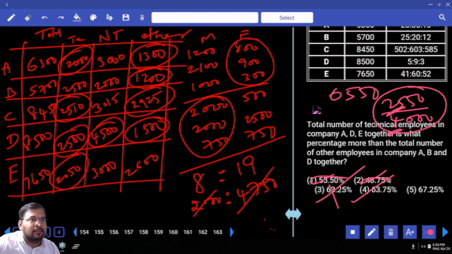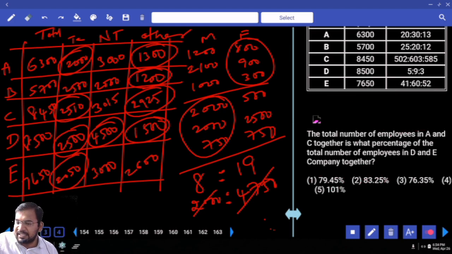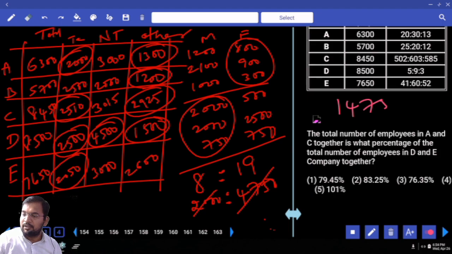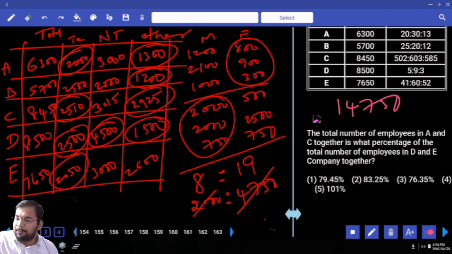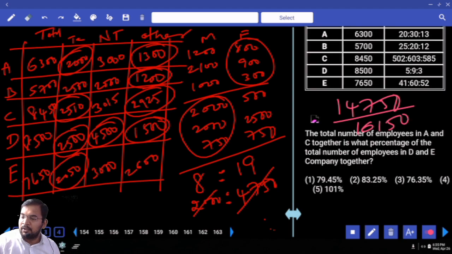Are you ready? Next question. Total number of employees in A and C together. That is 11,000 plus A, C, so 14,750. 14,750 is what percentage of the total number of employees in D and E together? D and E, 15,000, sorry, 16,150. Now look here, all of you.